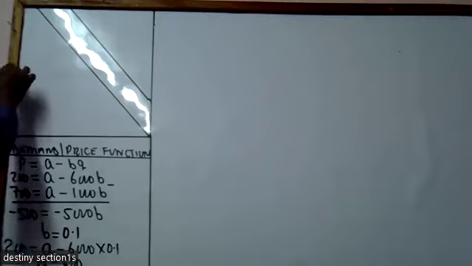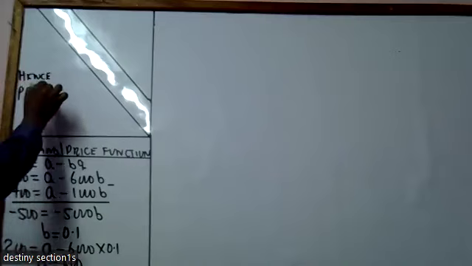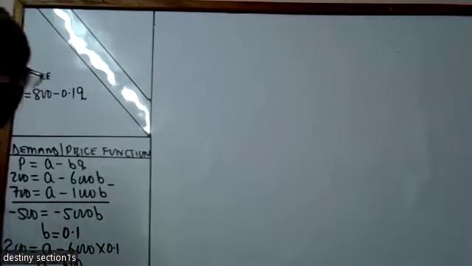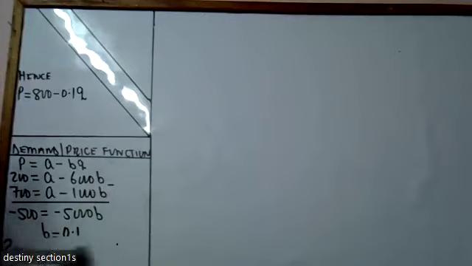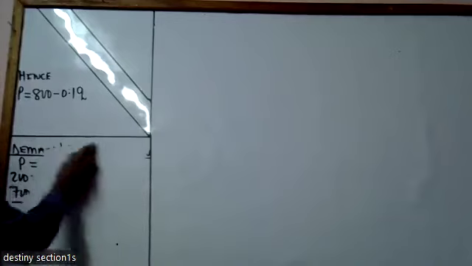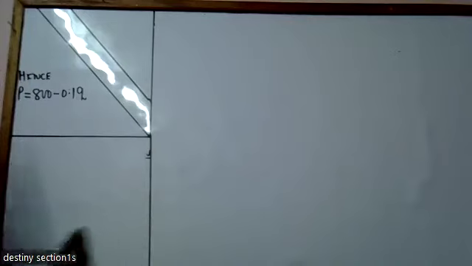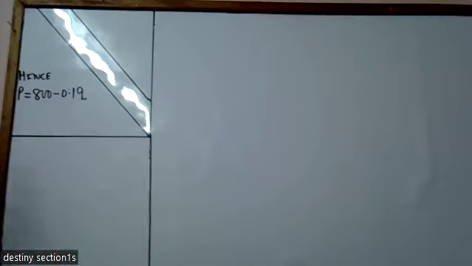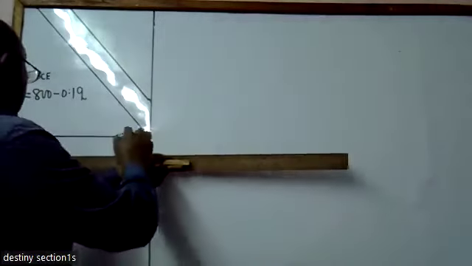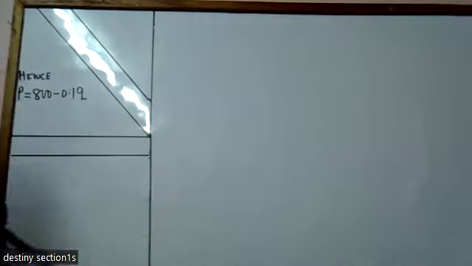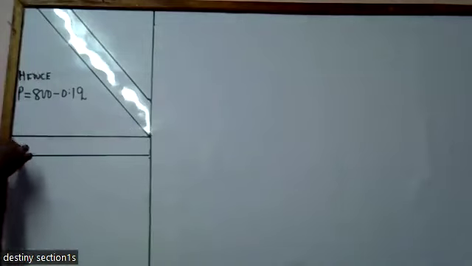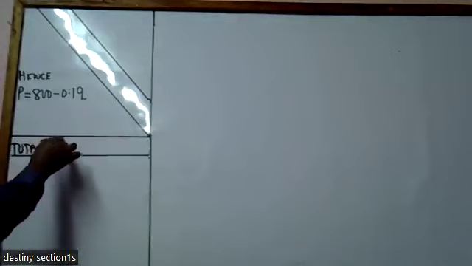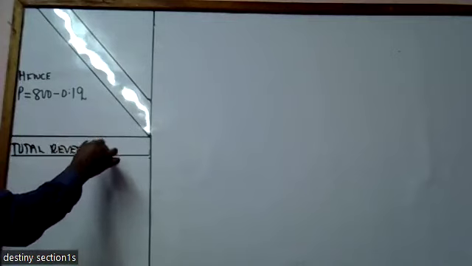So down there you say hence P will be equal to 800 minus 0.1 Q. That is the price function. Once you get that, the next step you take is to look for the total revenue function.